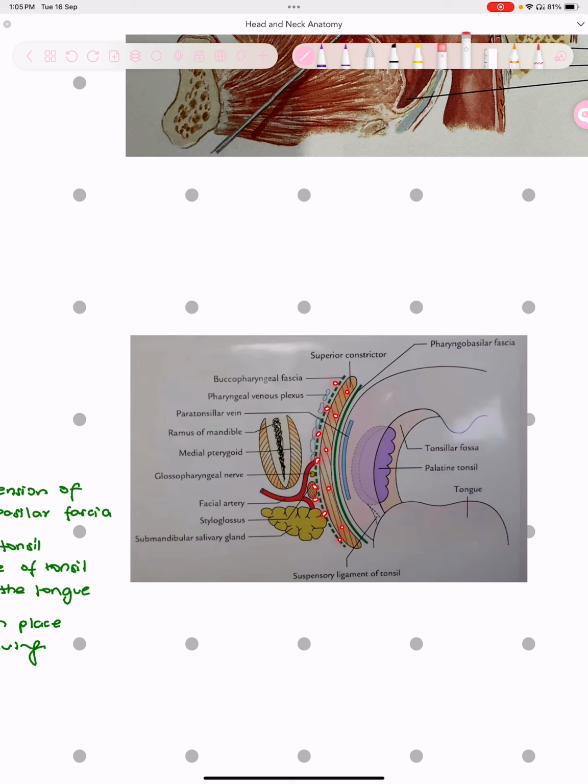Then I told you there's your inferior part of the styloglossus muscle, there's glossopharyngeal nerve. So look at the positioning of your glossopharyngeal nerve and the styloglossus muscle. It's so protected. This is the facial artery. Now facial artery here you can see it has two branches. One is the tonsillar artery, the other is a glandular branch. The tonsillar branch provides to the tonsil, and the glandular branch provides blood to your submandibular salivary gland.